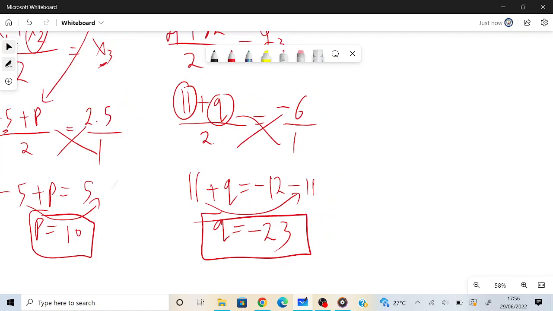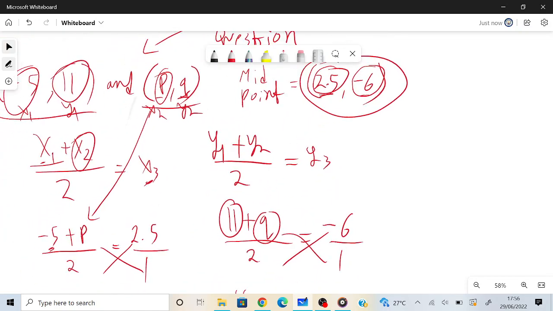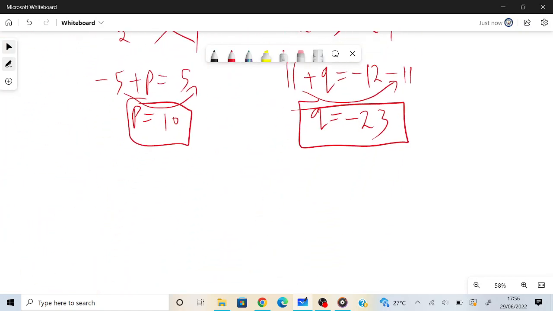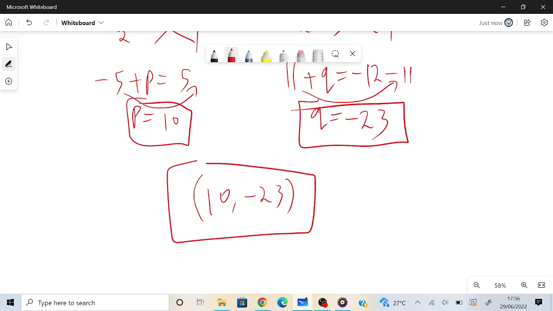And now if you want to write it properly in terms of P and Q, in coordinate form this is simply 10 comma minus 23. And that is your final answer for that question.